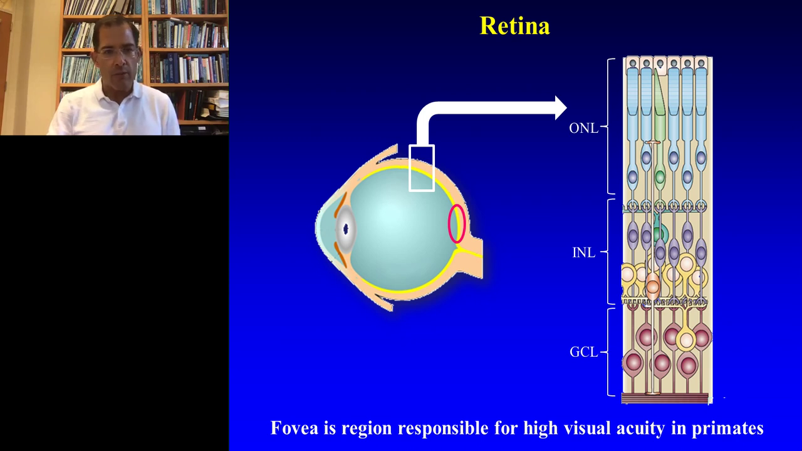for processing of that visual information. So one particularly important area within the retina is within the central part of the eye called the fovea, or the macula. And this contains a really high concentration of cone photoreceptors, and these are important for high acuity vision.